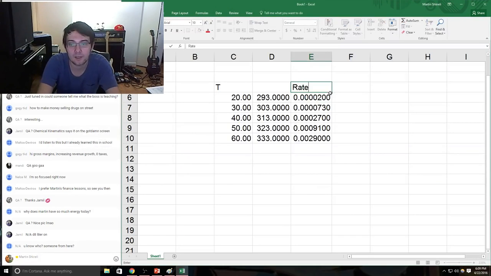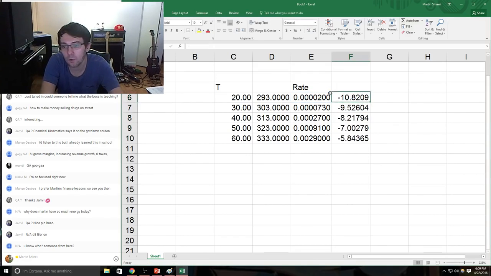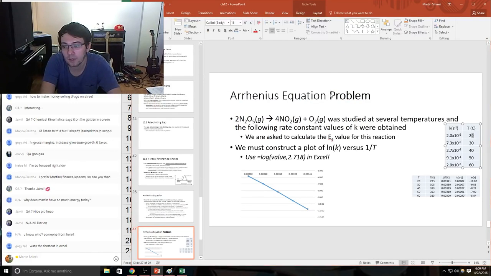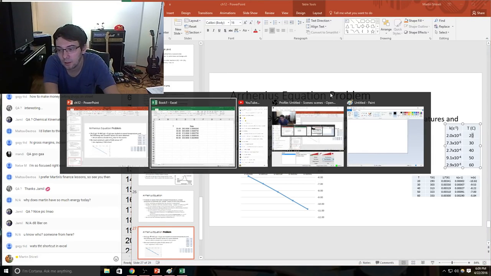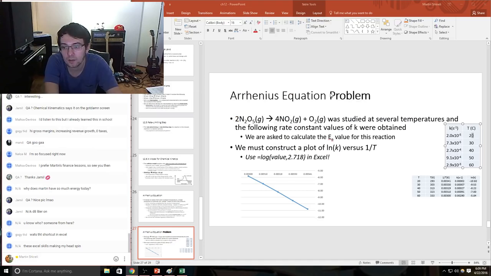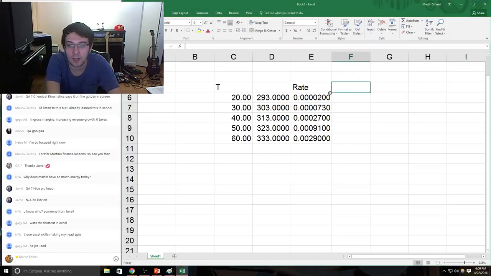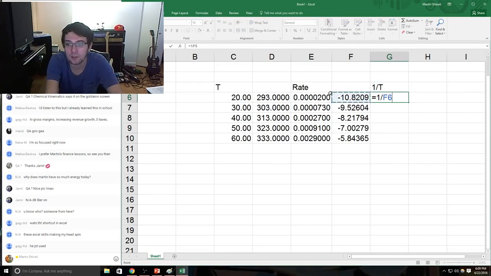That makes a lot of sense. But how do we convert this into a log? Well, we know how to do that. We can take the number and take the natural log. And here are the log transformed numbers. Now what we need to do, though, is they're actually telling us that it has to be 1 over T as well. So let's go back. 1 over T, that's just easy. That's here. 1 divided by T in Kelvin.